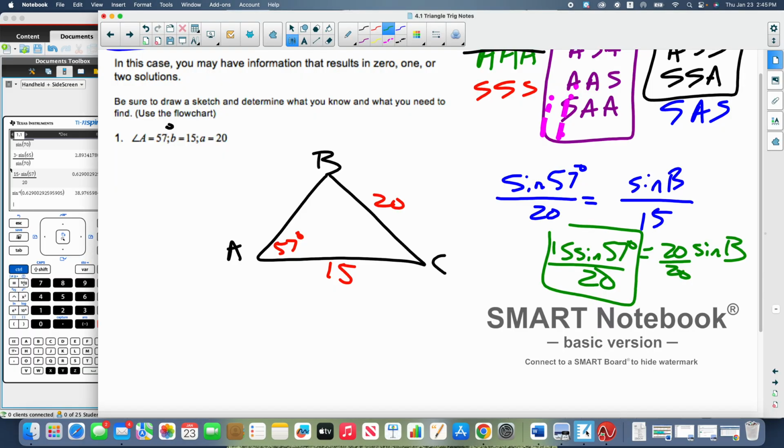All right, so let me come over here real quick. I've got to go find angle B, I've got to go find angle C, and I've got to go find side C. Those were the three things that were missing. Well, we just found angle B. Angle B is 39. Now, here's the part that I got to be careful with.